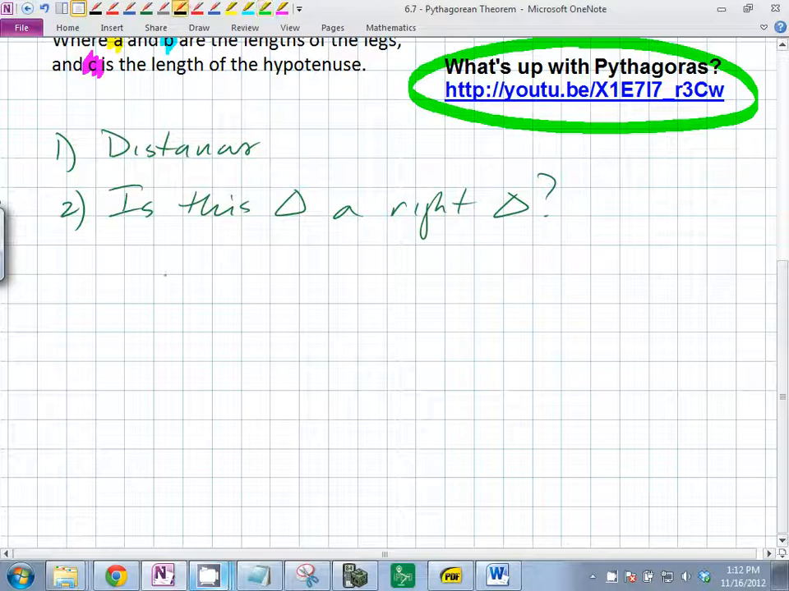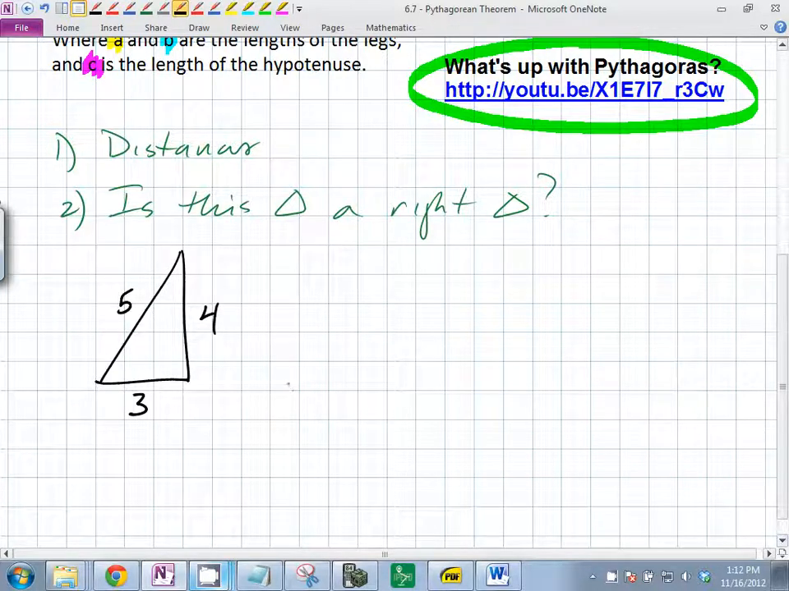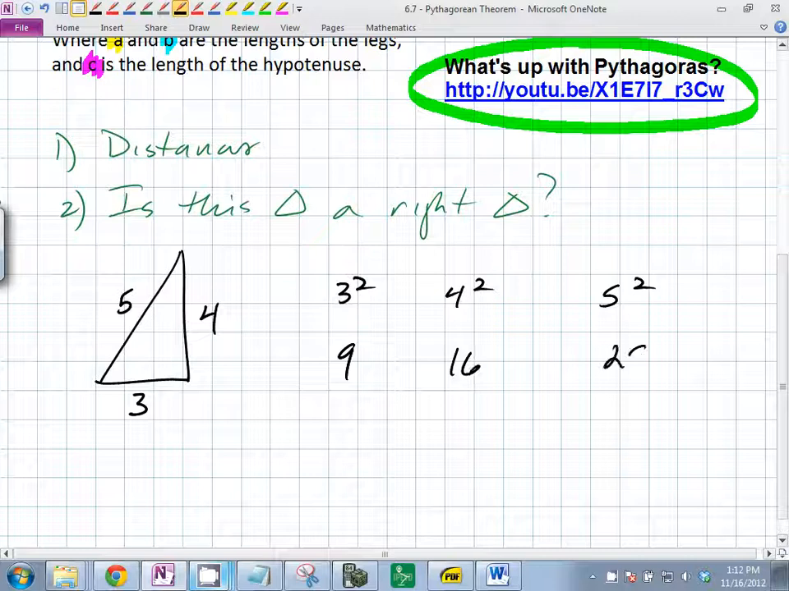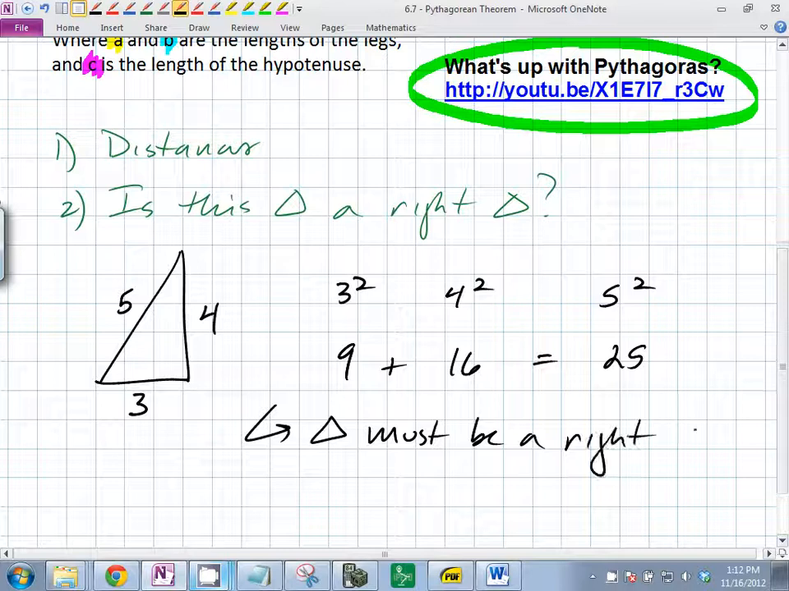Well, for example, let's say I gave you this triangle and I didn't tell you if it's a right triangle or not, but I told you the side lengths are 3, 4, and 5. You take a look at these values and you square them all, 3 squared, 4 squared, and 5 squared, and you get 9, 16, and 25. You notice that 9 plus 16 is 25. This means that this triangle must be a right triangle. Yay!